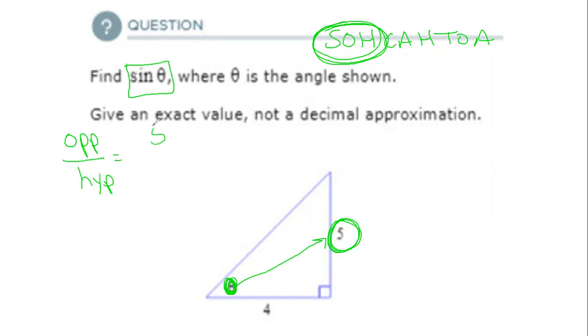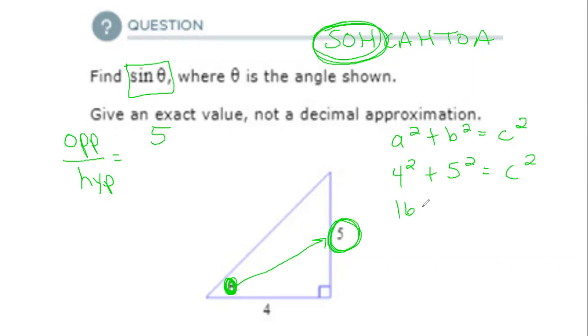The opposite I already know is 5, just from the picture. Now the hypotenuse is the side that's missing, so I'll need to use the Pythagorean theorem to solve for it. Which side is always the hypotenuse, A, B, or C? It is C. The 4 and the 5 don't matter if they are A or B, those are interchangeable. I'll write 4 squared plus 5 squared is equal to C squared.